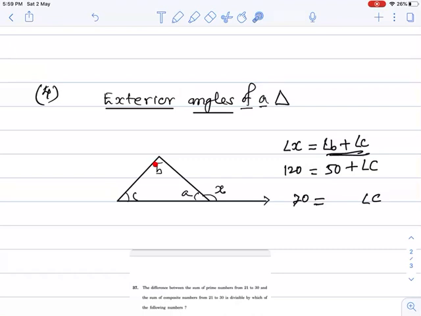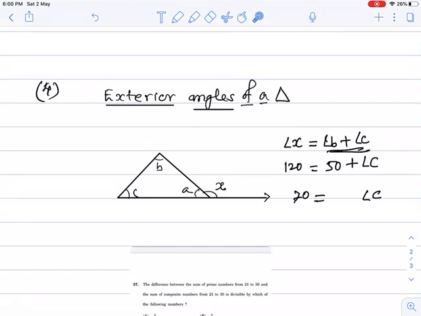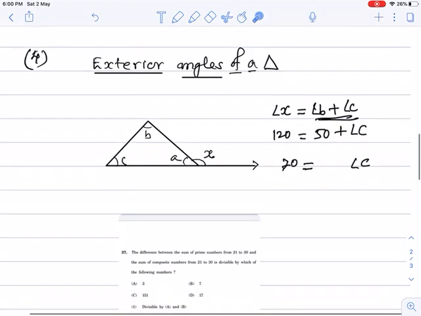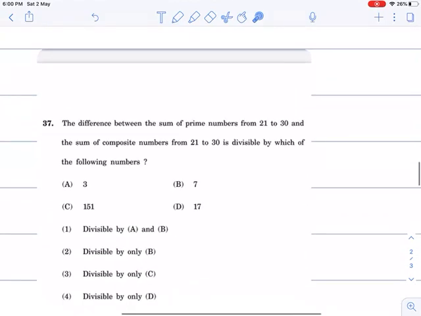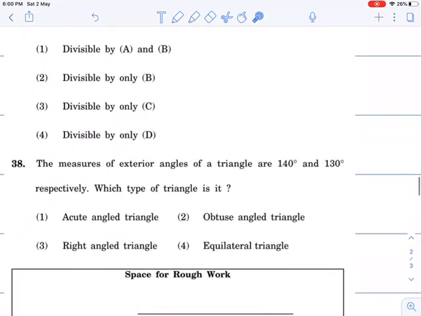These two angles are called remote interior angles, and this is the exterior angle, and this is the adjacent interior angle. But these two angles, angle B and angle C, are the remote interior angles of this exterior angle. Based on this, we have to see examples which were asked in a scholarship exam.